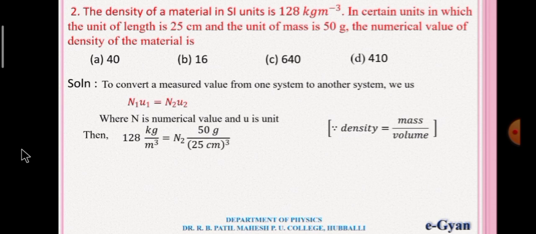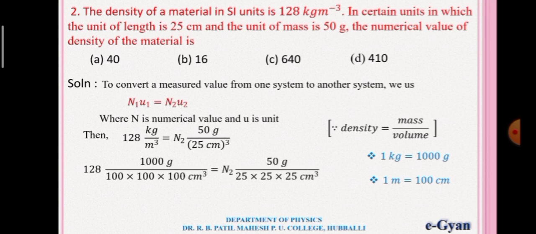Before writing this, let us see how to convert 1 kg into grams, that is 1 kg equal to 1000 grams, 1 meter is equal to 100 centimeter. Why am I taking this relation? I want to replace kg in terms of grams and meter in terms of centimeter. Then I need to find the value of N2. Then the above equation becomes 128 into 1000 grams divided by 100 into 100 into 100 cubic centimeters.